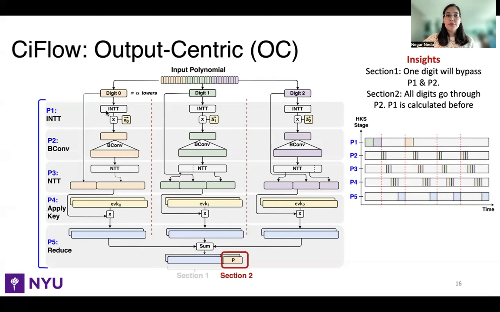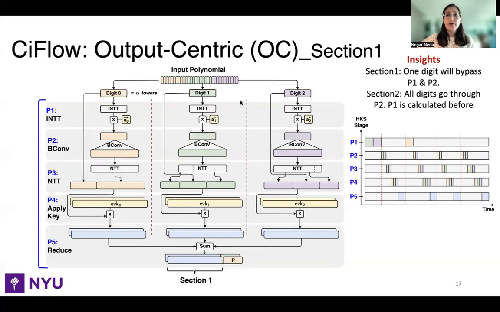The other part is called section 2, where I'm calculating towers that have different modules from the input. Here, all of the digits need to go through P1, P2, and P3, but again, I'm still generating one tower in P2. For section 1, this feature gives us the opportunity to require less input on chip, and the inverse NTT of all of the digits will be calculated in section 1. When we move to section 2, the inverse NTT of 2 digits are already on chip, and then we can reuse them for section 2.